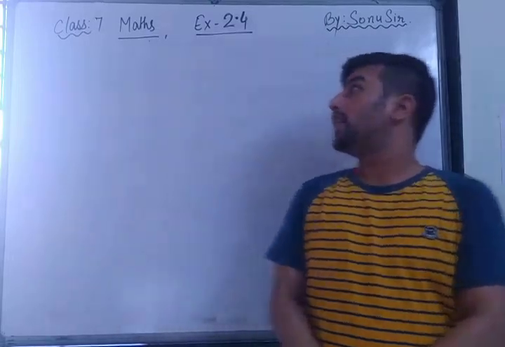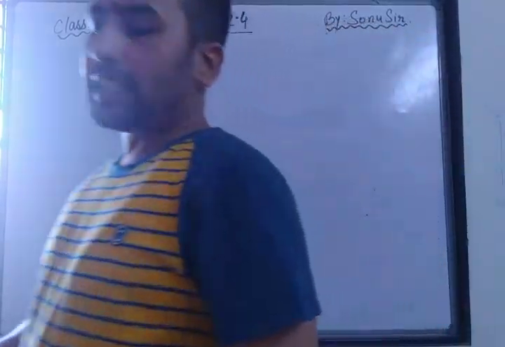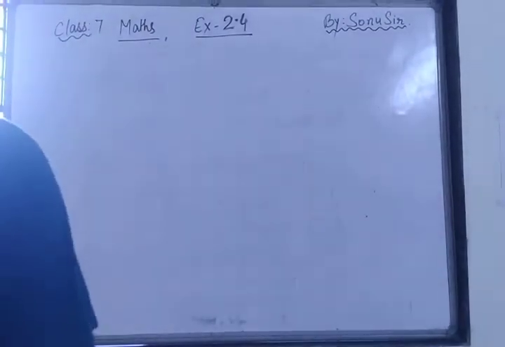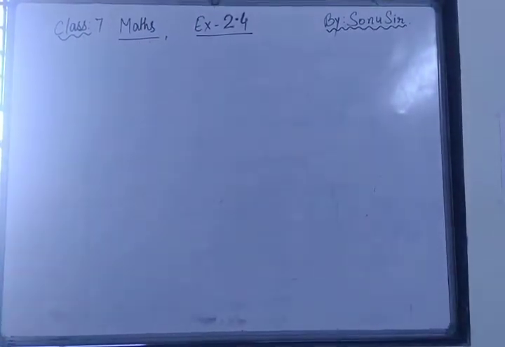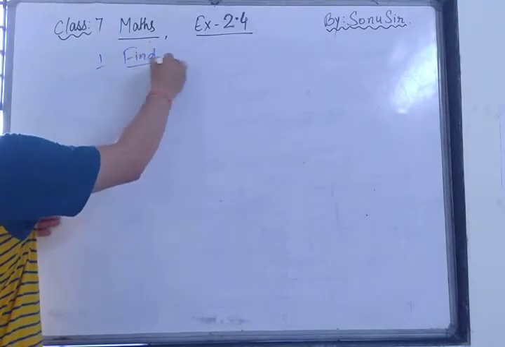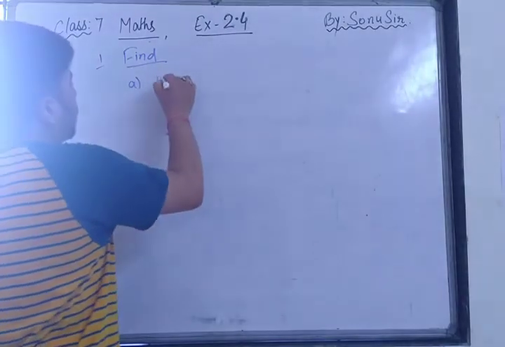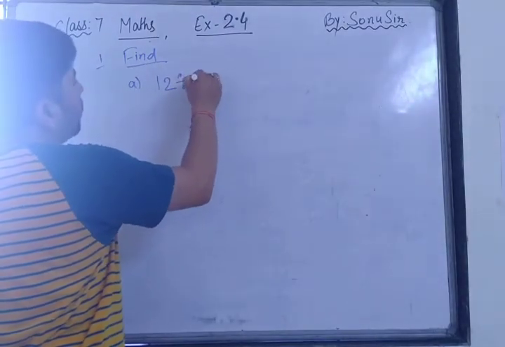Today we are going to discuss class 7 maths exercise 2.4. So let's start our exercise 2.4 question number 1. Question number 1 is find. Here in question number 1 you have to find the value, okay? So first, A question is 12 divided by 3 by 4. 12 divided by 3 by 4.